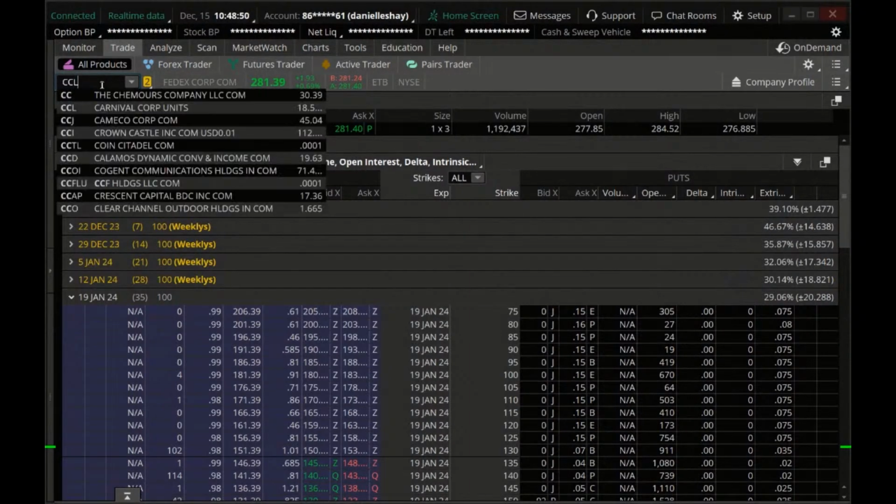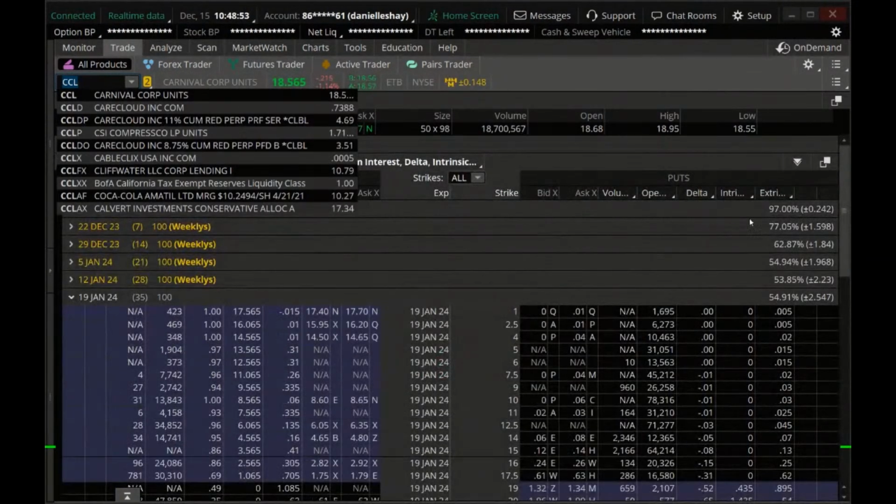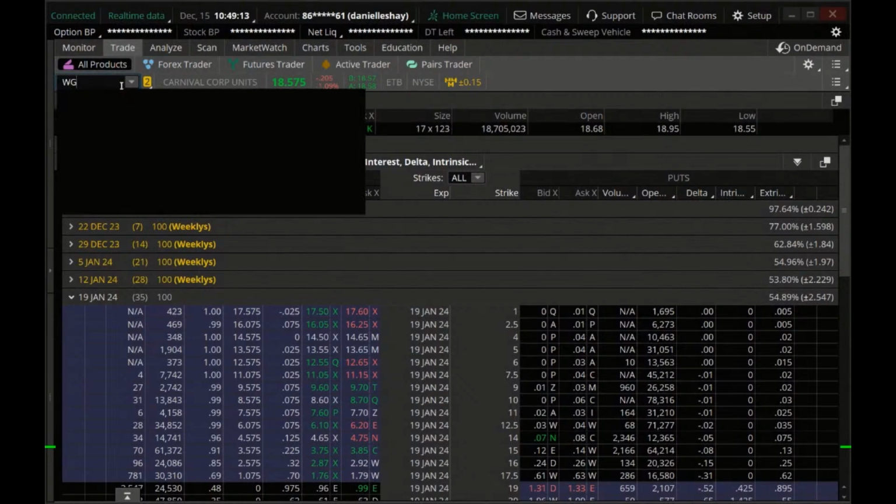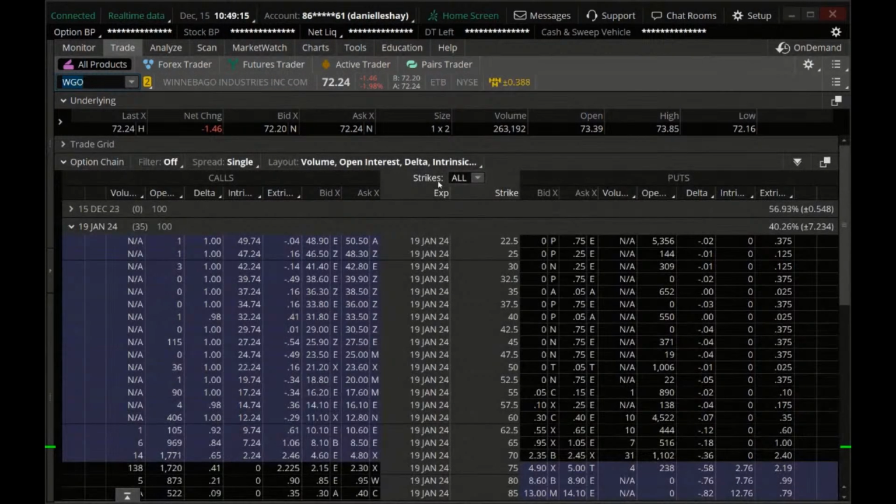If you look at Carnival Cruise Lines, this one is going to be a lot better. So this one would have better IV crush because you can see 77% going down to like 54%. But even that is still not that big of a drop off. See if I can find a better one. Kind of at the tail end of the season here. So 56 to 40%. It's not great either.